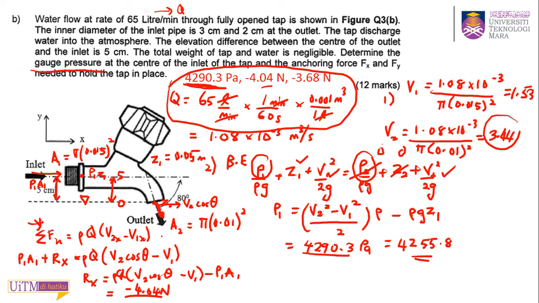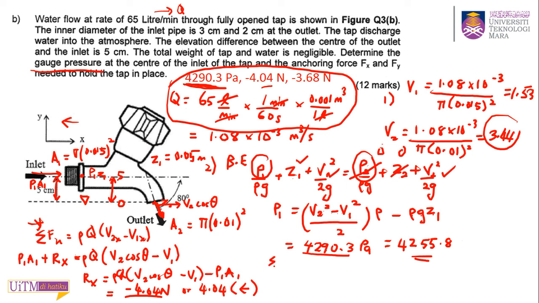Dapat tu. Dapat. Okay, good. So this negative means the direction is wrong, and it should be to the left. So you can write 4.04 in bracket the direction to the left. Okay, and Ry pun samalah, buat benda yang sama.